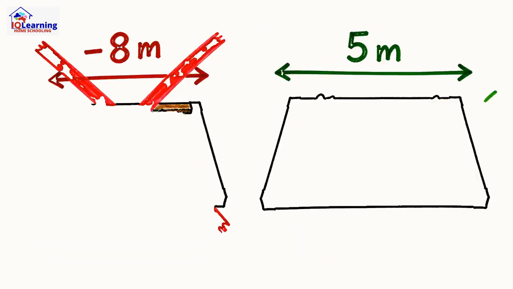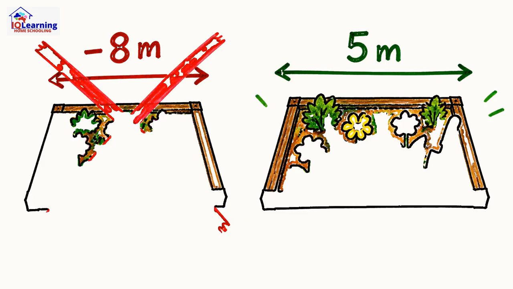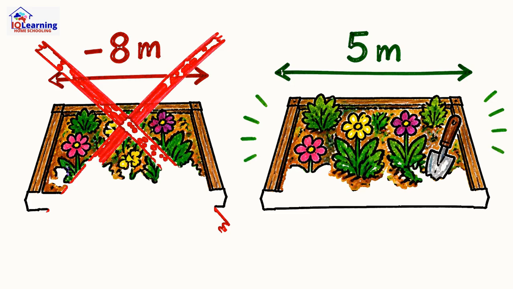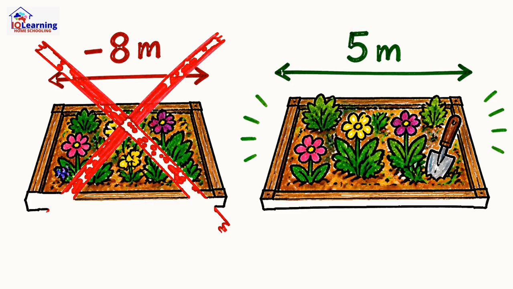This is where it connects to reality. If an equation models a garden's area and your solutions for the width are 5 meters and negative 8 meters, you know which one to discard.